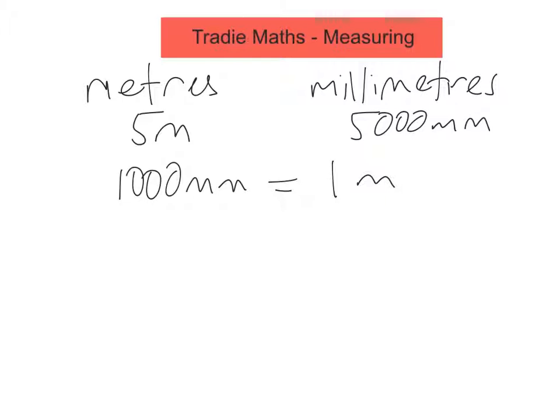Millimeters are really important because most plans that tradies use to make something are written in millimeters. When you use your ruler or tape measure, you need to be able to change between millimeters and meters and understand the difference.